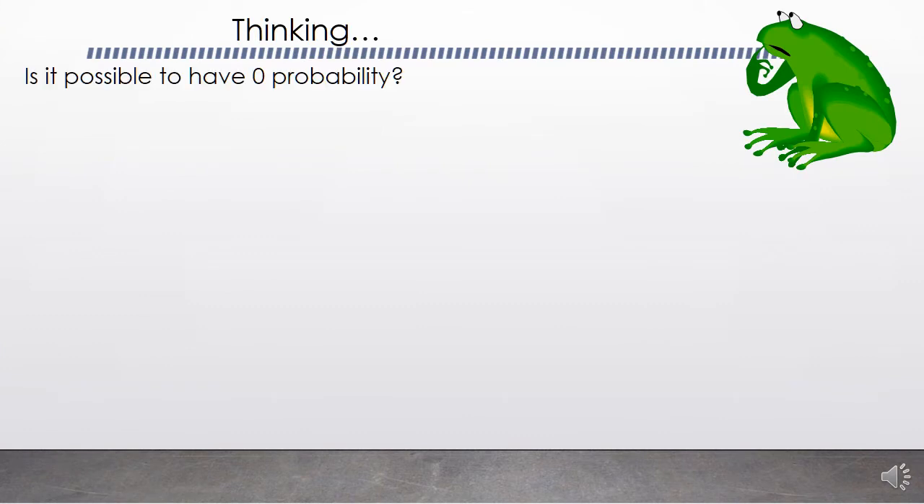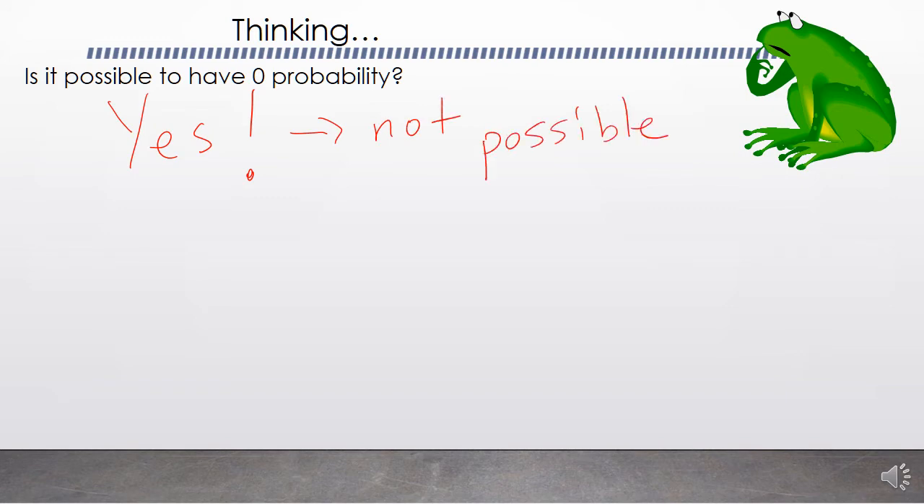So we're going to sit back and think about something, ponder the possibility. Is it possible to have zero probability? So think about that. Is it possible to have zero probability? Hopefully you are thinking yes. And if something has zero probability, it means it's not possible.